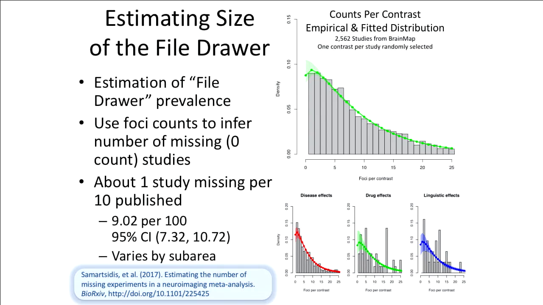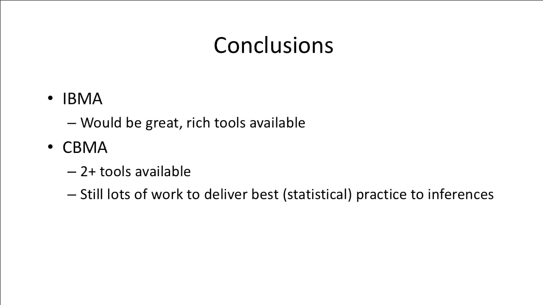We found some evidence that, if you believe in this statistical framework, it suggests that for every 10 studies you see in the literature, there is predicted to be at least one negative contrast out there that is not included. We have an arXiv paper on this, and we're currently trying to get it into publication.